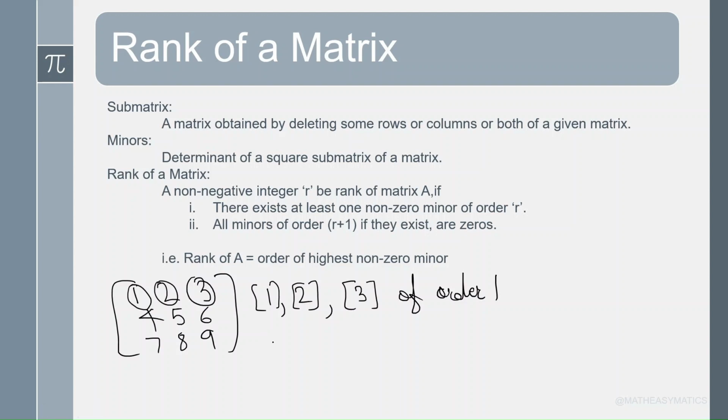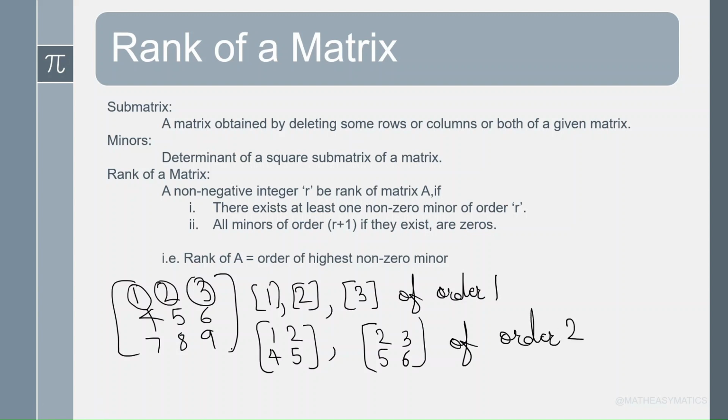If we take 2 by 2 matrices, let's say 1 2 4 5, now 2 5 3 6, these are matrices of order 2, and the submatrix of order 3 will be this matrix itself. So these are the square matrices. If we want, we can also take 1 2 3, 4 5 6. This is also a submatrix, of order 2 by 3.